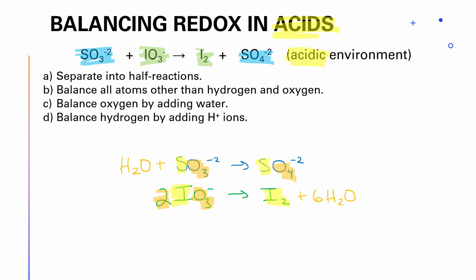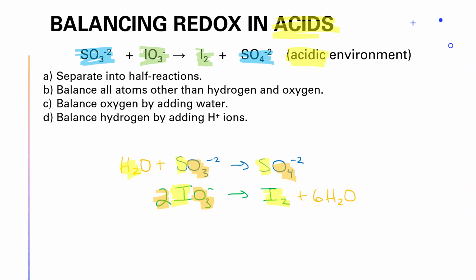Now I'm going to balance hydrogen by adding H+ ions. So let's look at my hydrogen. I have 2 H's here. Sorry, that color didn't work out. Let's try again. Let's use green. Oh, that didn't work out either. Hold on a second, guys. Let's use yellow. I have 2 hydrogens on the left and I have no hydrogens on the right.